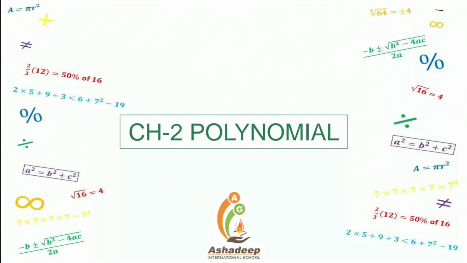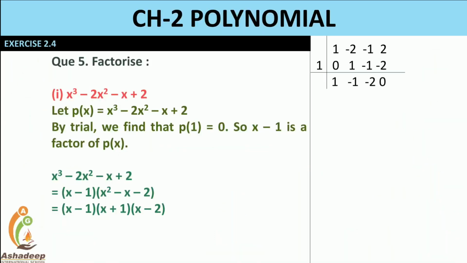Chapter 2 Polynomial, Session 5. Let's start. Let's continue with exercise 2.4, question number 5, factorize. Here it is a different factorization.